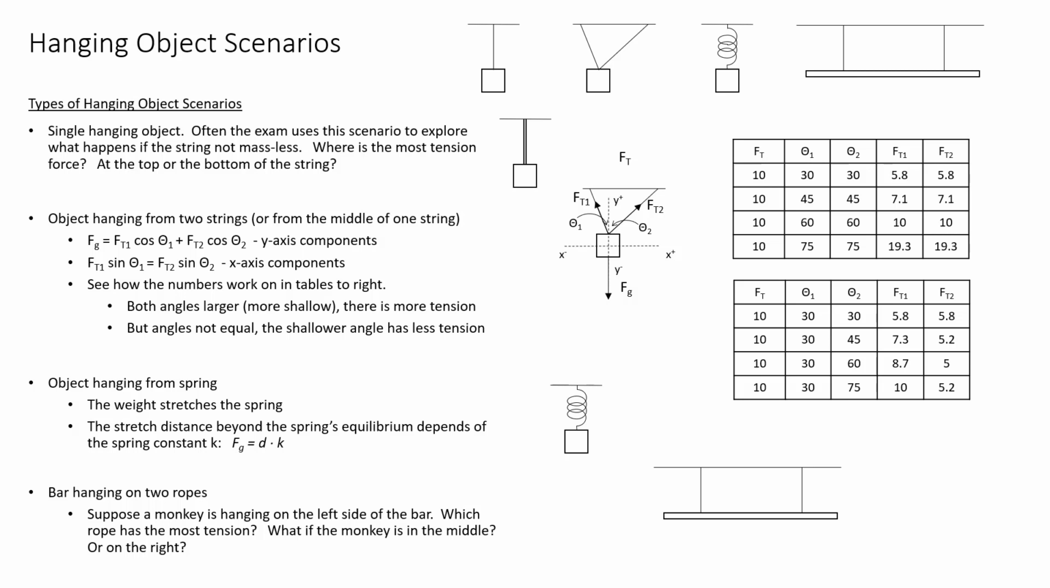The second table shows that if the two thetas are not the same, comparing the smaller theta, where the string is more vertical, to the larger theta, where the string is more spread out, the more tension is on the steep string, on the smaller theta. And this kind of makes sense. So you may get questions on both of these, so I encourage you to stare at these tables and really understand what they're saying.